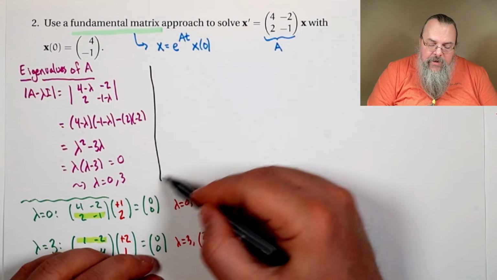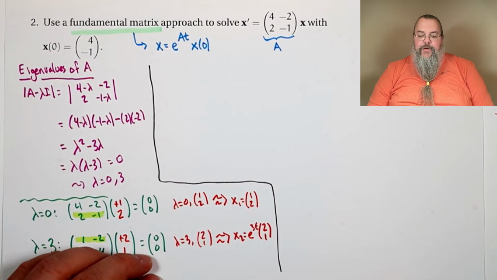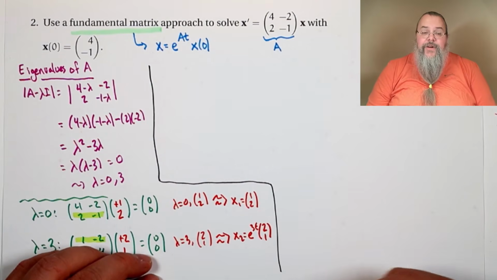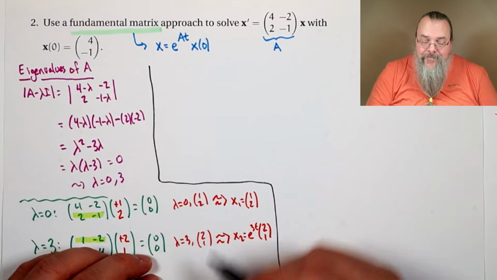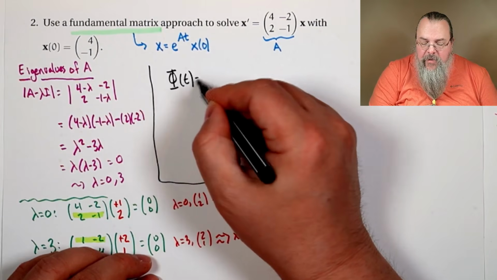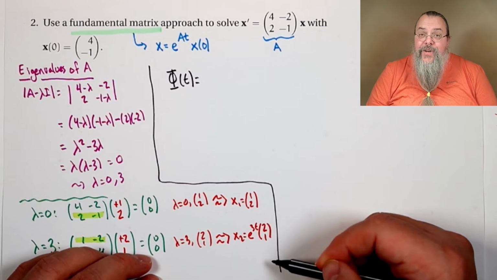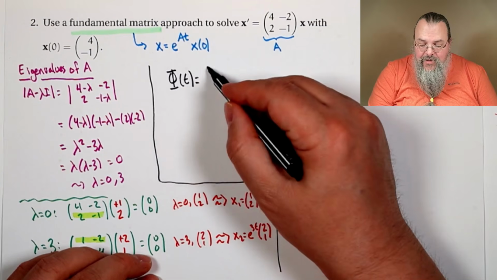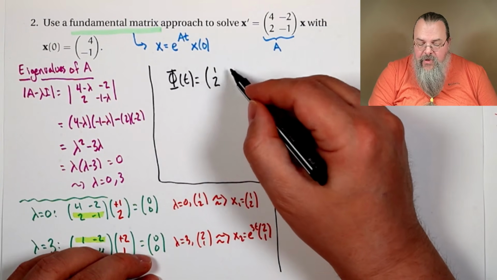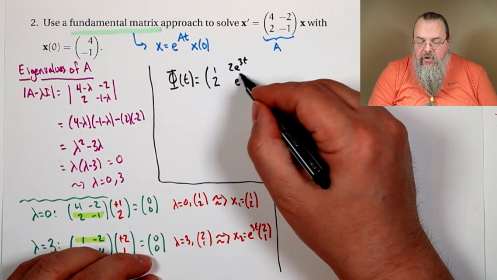With our eigenvalues, eigenvectors, and two solutions set up, we're now able to put together a fundamental matrix. So we write it down. For our fundamental matrix, we use these solutions as columns: [1, 2e^(3t); 2, e^(3t)].